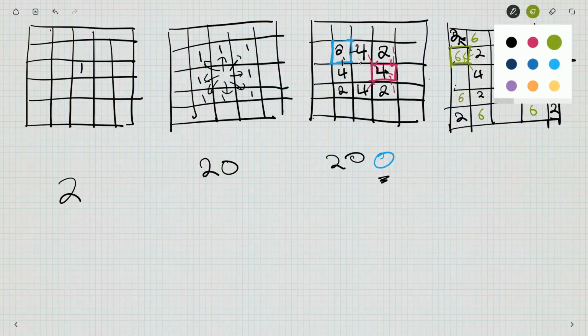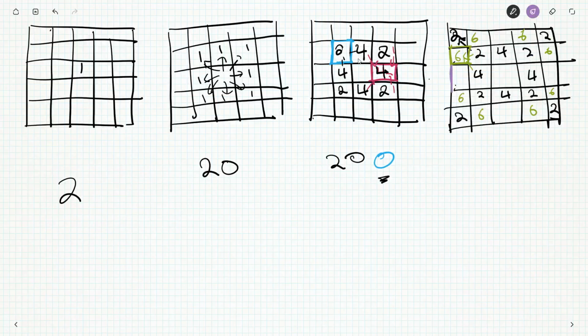Okay. Now, the sides, the side 5. How many ways can we get to that 5? Well, we could have 2 ways to come from this 0, 4 ways to come from this 0, and 2 ways to come from this 0. 2 plus 4 plus 2, 8s along the side.